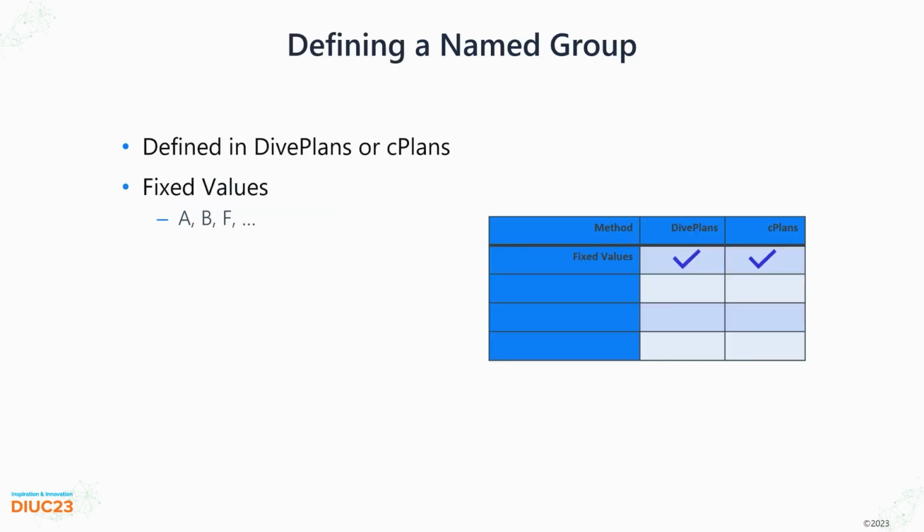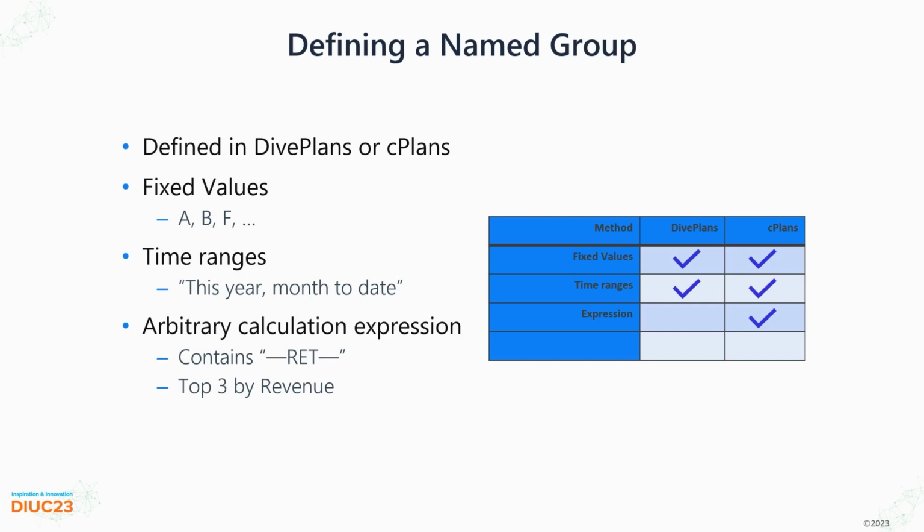There are 4 ways to define name groups. You can just literally write down the values that are in that group. You can do this in both dplans and C plans. You can describe time ranges like this year or month to date. You can, if you're using C plans, actually write arbitrary expressions for maybe looking at the contents of a string or even running some other calculation and deciding if this element is part of that group or not. And finally, you have the external text file option.